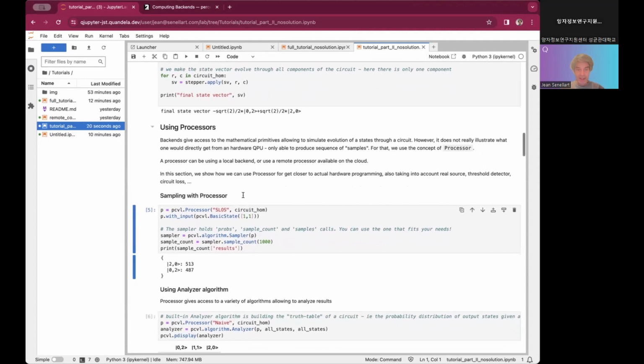So I'm taking my HOM circuit, and I'm giving the input of my processor, which is 1, 1. If you are using some QPU online, the with-input effect will be to route the photon to the input mode of the processor. Behind the scenes, you have some shutters that will just be routing the photons in the mode you want to send them. So you are sending the same basic state, 1, 1.